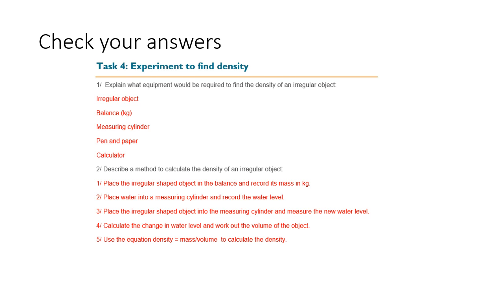Step 4, we can calculate the change in water level and work out the volume of the object. Step 5, now we have the volume and the mass, so we can use the density equation, mass divided by volume, to find the density.